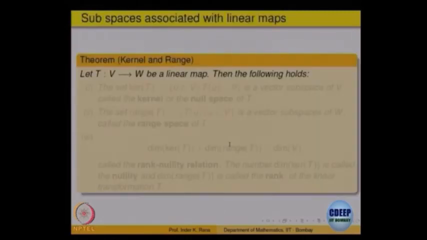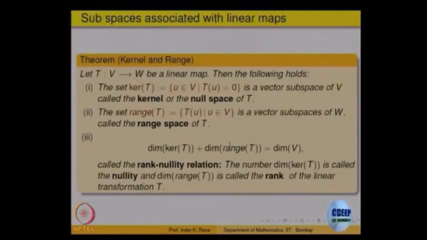Here is an important theorem which we will prove. We are associating some subspaces with a linear transformation. T is a linear transformation from a vector space V to a vector space W. Look at all the vectors in the domain which go to 0. Look at all the vectors u in the domain, u belonging to V, such that T of u is equal to 0.